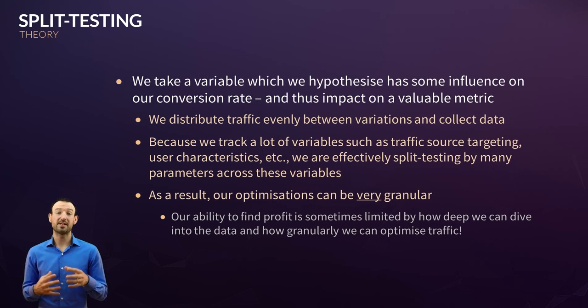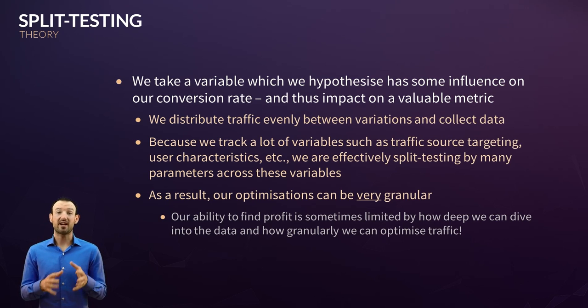Now, in terms of the theory behind split testing, what we're essentially doing is hypothesizing that some element or some variable, whether it's a call to action, a headline, a color, has some influence on our conversion rate, or on some conversion rate, and thus an impact on a valuable metric. Now, to test that, what we do is we distribute traffic evenly between these variations and we collect data.